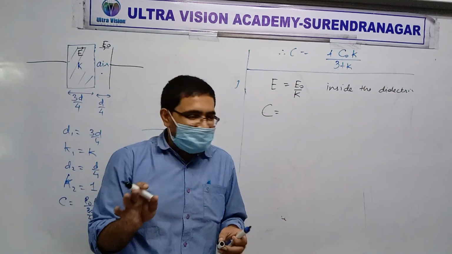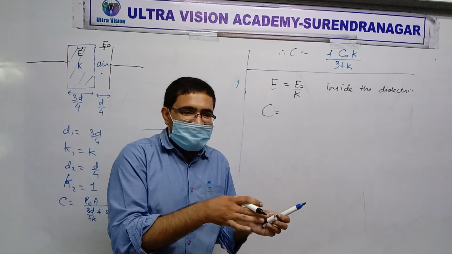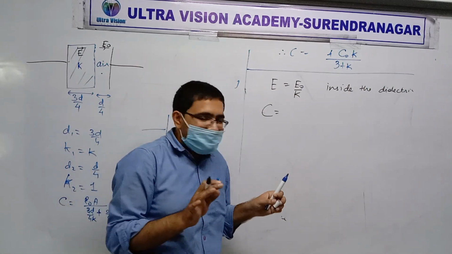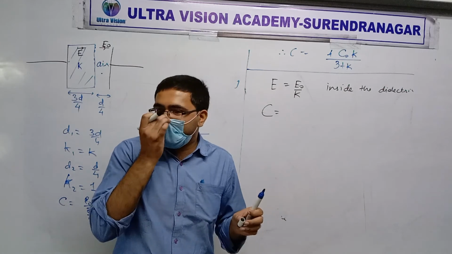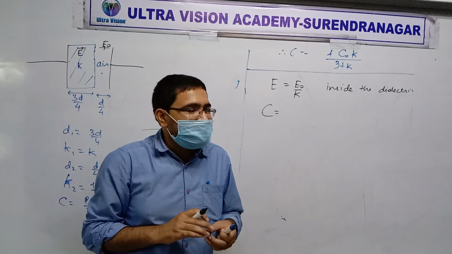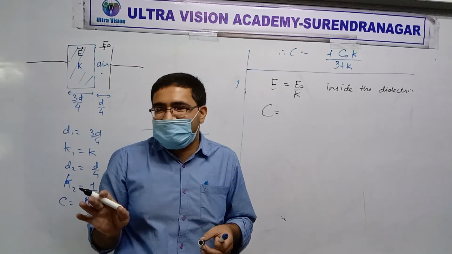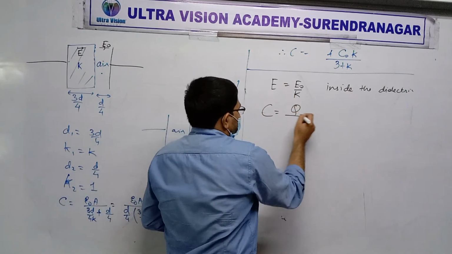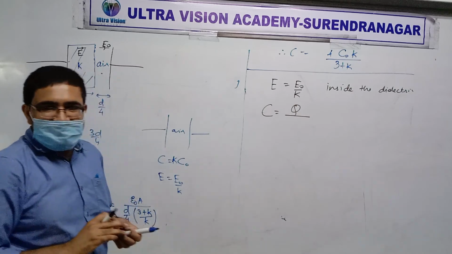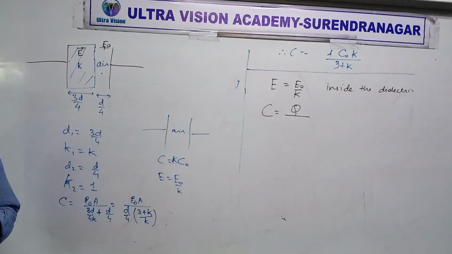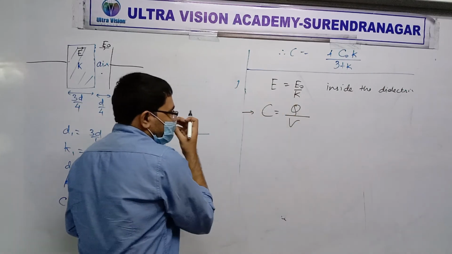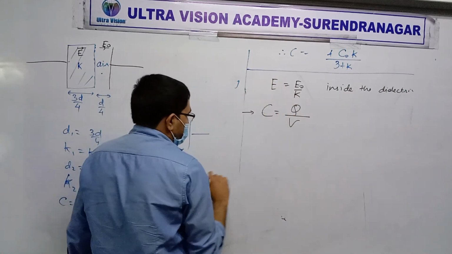Capacitance ગમે તેમ કરો same જ આવવાનું, whether you have the battery connected or you have already removed the battery. So we'll do it by removing the battery. Clear? Why? Because if you remove the battery, charge remains same. So Q upon V, now we have to find V. So let's try to find out V.